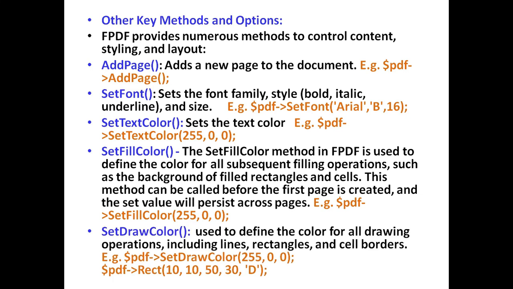Then SetDrawColor. This is used to define the color for drawing operations including lines, rectangles and cell borders. For example, first we'll set the draw color and then we'll add a rectangle. It will set the border color for the rectangle, which is defined in SetDrawColor.